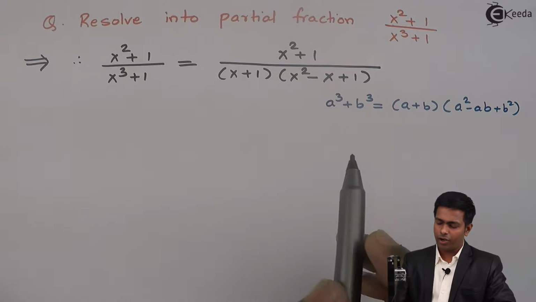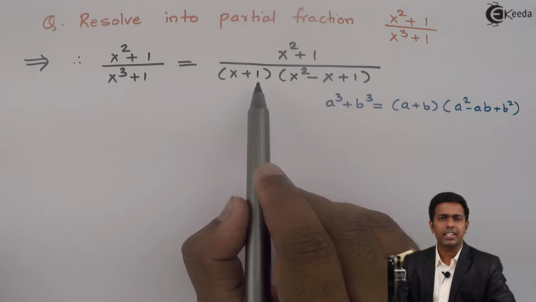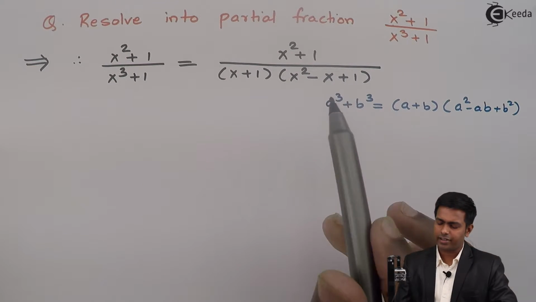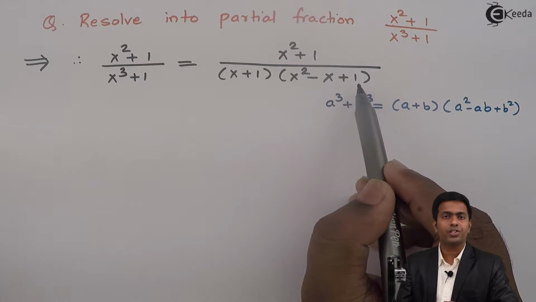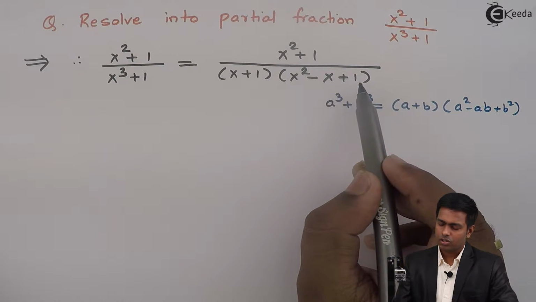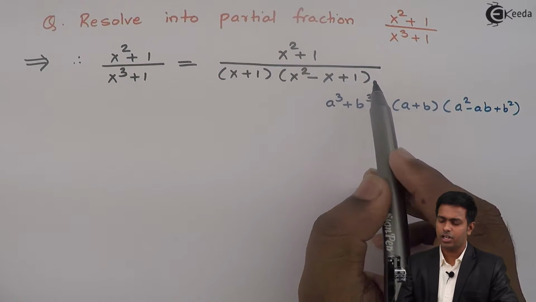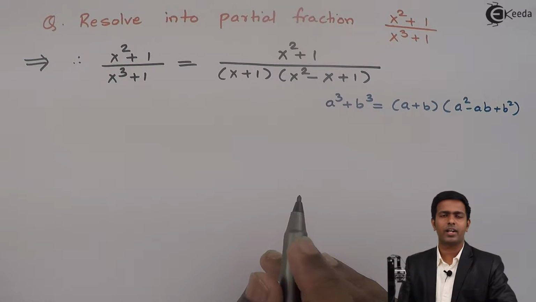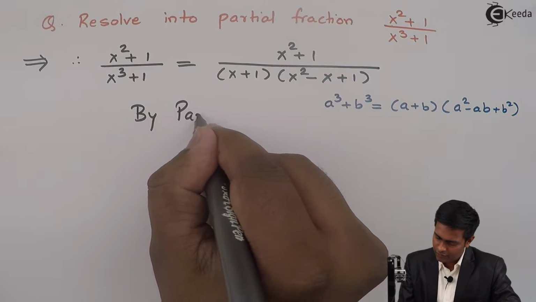So now we got two factors in the denominator. The one factor is a linear factor and the other one is the quadratic factor, and if we try to reduce this quadratic factor further, then we won't be able to reduce it further. So now this is an irreducible quadratic factor, and hence to find out the partial fraction we are going to use the method of irreducible quadratic factor.